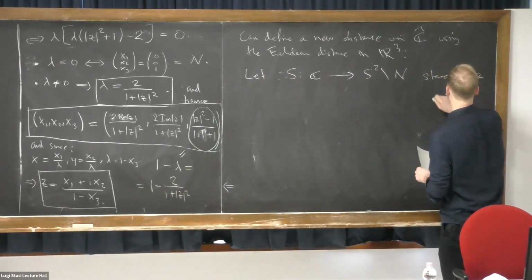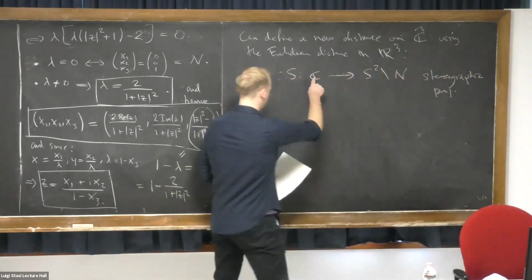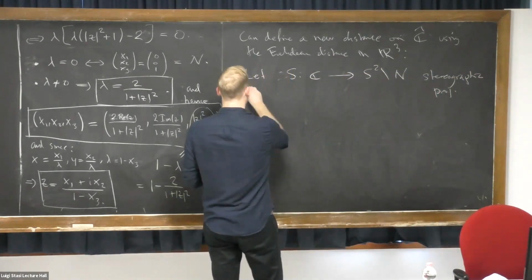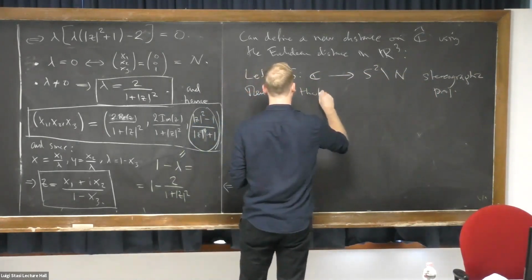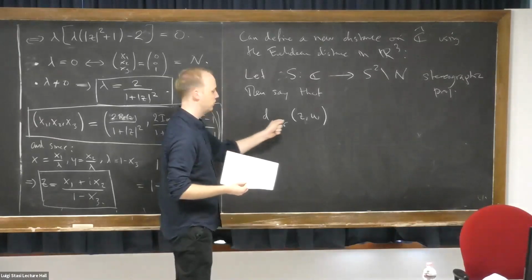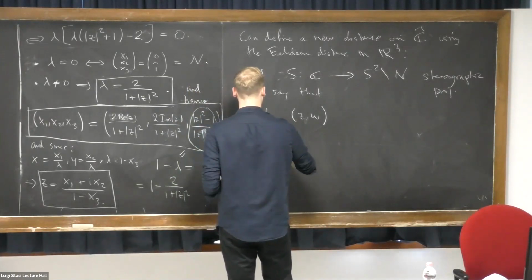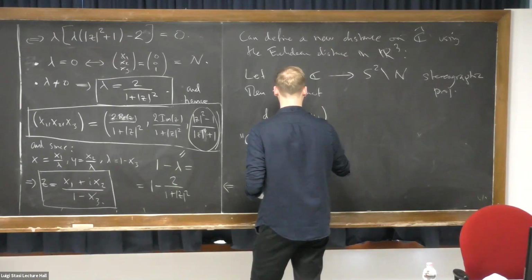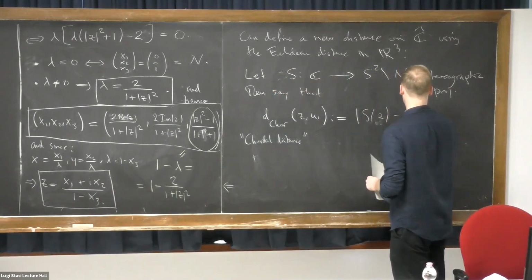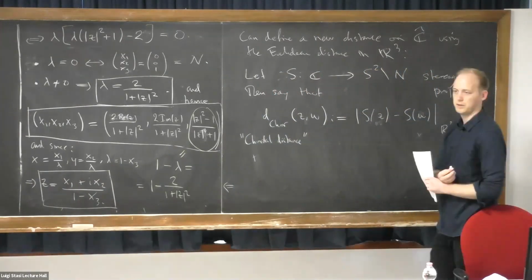So the projection map that I just defined and gave formulas for, the one that sends this element down here to the intersection point on the sphere, which will not be the North Pole. Then we say that the chordal distance between 2 points in the complex plane, Z and W, is defined to be the distance between S of Z and S of W, and this is the Euclidean distance in R3.